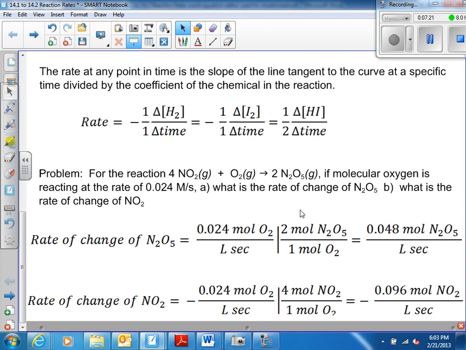Now note, if we were to ask what is the rate of reaction based on the NO2, we would take this number and divide it by 4. Remember, you take the rate of change, the change in concentration over the change in time. That's what this is right here. For reactants, the rate would be this number divided by the coefficient, and we would multiply this by -1, giving us a positive rate of reaction.